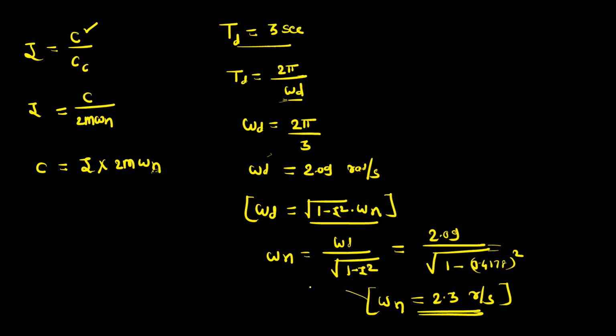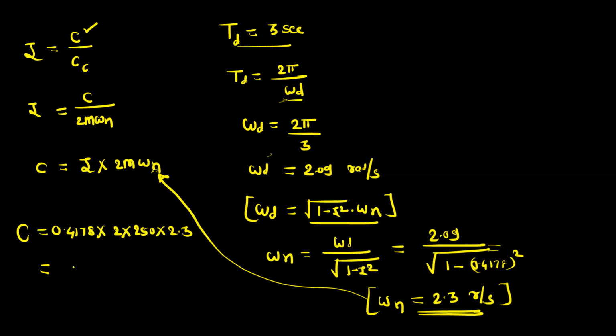Now put this value in this equation, so you can find out the C value. So C is equal to 0.4178 into 2 into the mass of the system, which is 250 kg, into 2.3. So you will get the value of C, which is 480.47 Newton second per meter. So this is the damping coefficient.